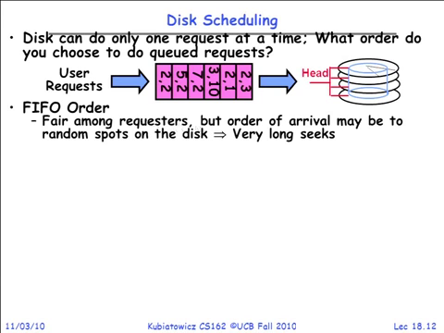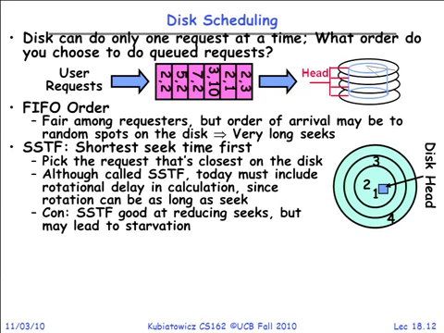So a different option here is what I would call shortest seek time first. The idea here is you look at where the head is and the rotation of the disk, and you pick the request that's closest. All right, so you might go to 1, then 2, then 3, then 4. Although it's typically called SSTF, shortest seek time first, today you really have to include the rotation in the calculation, since rotation can be a significant part.